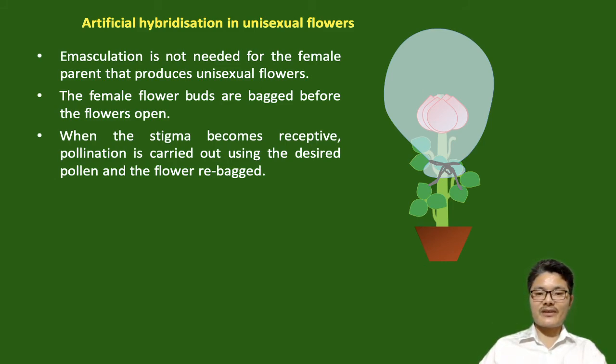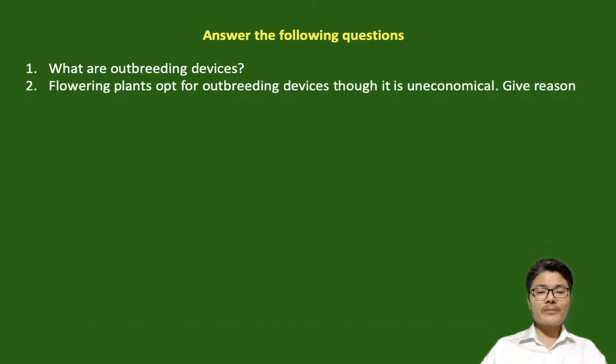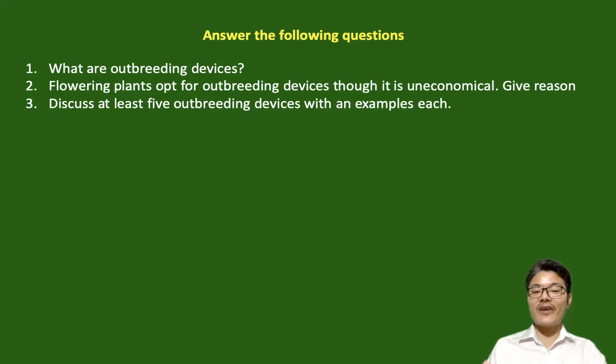So with this we have come to the end of this video. You need to answer these questions. The first question is, what are outbreeding devices? Second, flowering plants opt for outbreeding devices though it is uneconomical; you have to give reason for this. In the third question, you have to discuss at least 5 outbreeding devices with an example each.